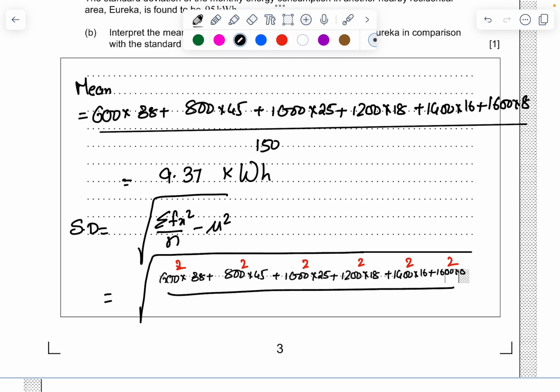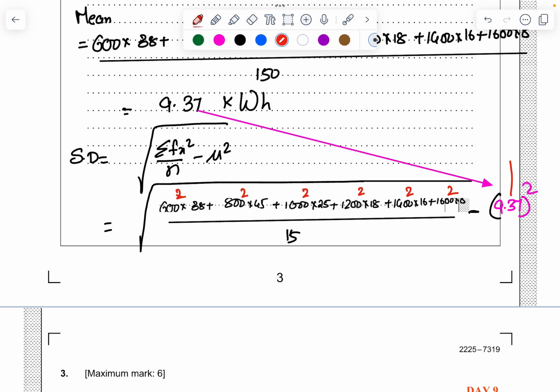What is the value of n? N is going to be 150 minus mean square. Mean square is going to be nothing but what? 9.37 whole square. But remember that here you should be taking full calculator display. Then only you should be getting the correct answer 299 kWh. That's going to be the standard deviation.